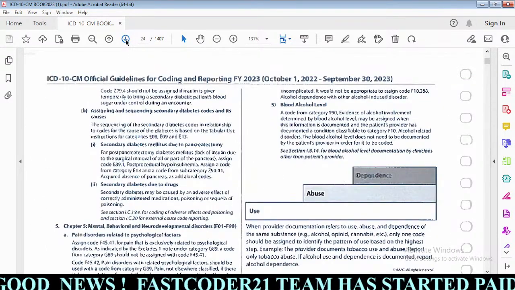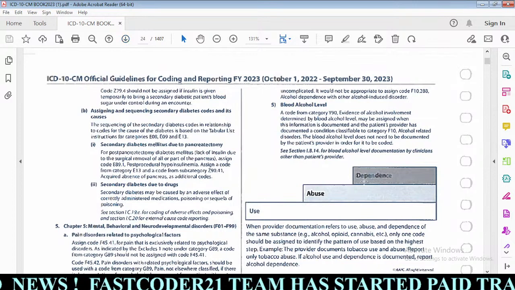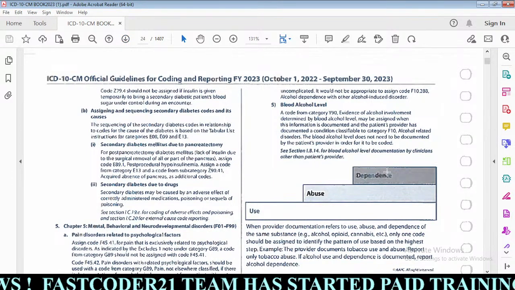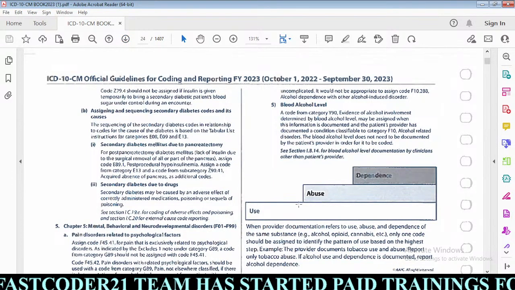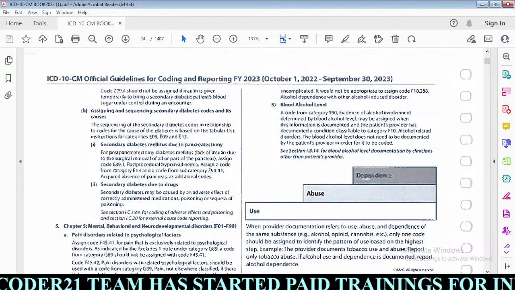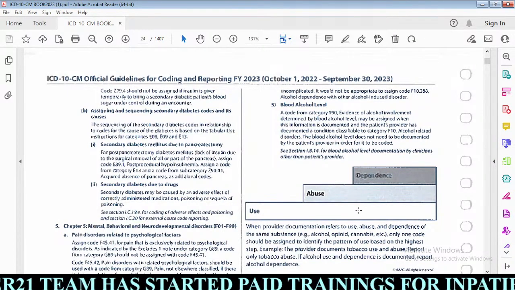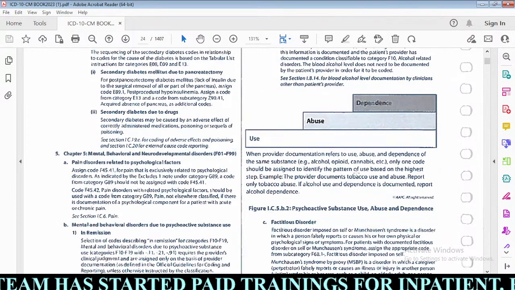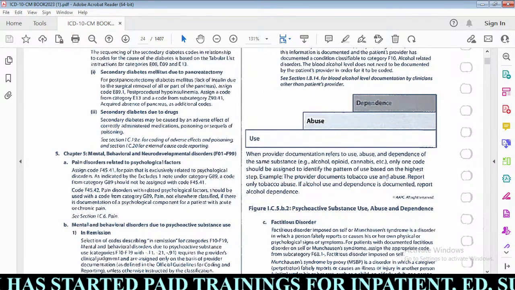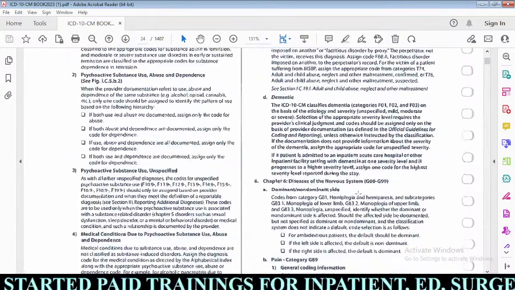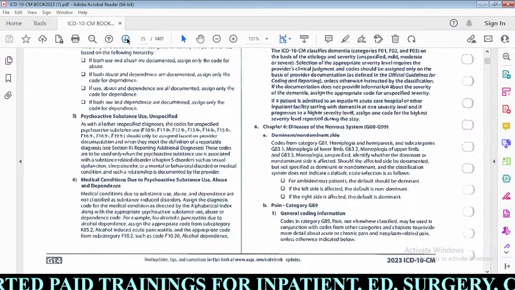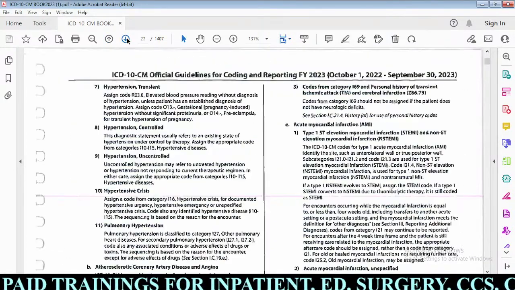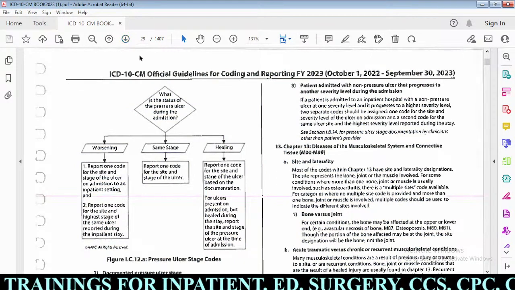Like that you need to check your code book. See here, use, abuse and dependence. Use is less severe, dependence is more severe than abuse. We have a few guidelines related to this, so follow these guidelines here. These are basically all our CMS guidelines only.